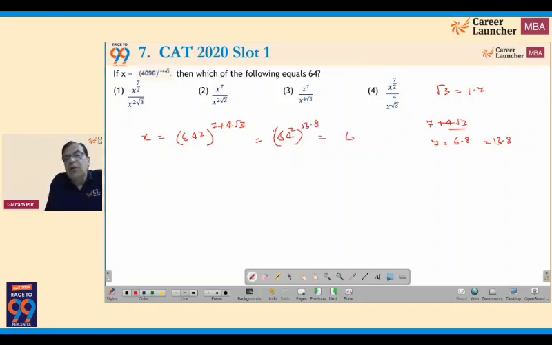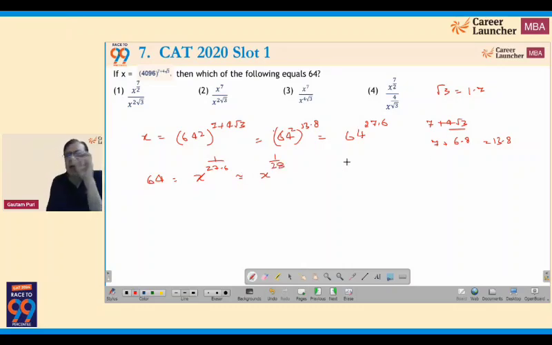So what is this equal to? 64 raised to power double of 13.8, 27.6. Okay. So this is x. What do we need to find? 64. So what is 64 going to be equal to? x to power 1 upon 27.6. Can I say approximately x to power 1 upon 28?